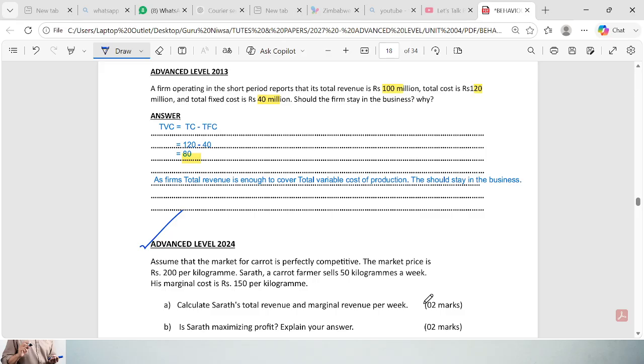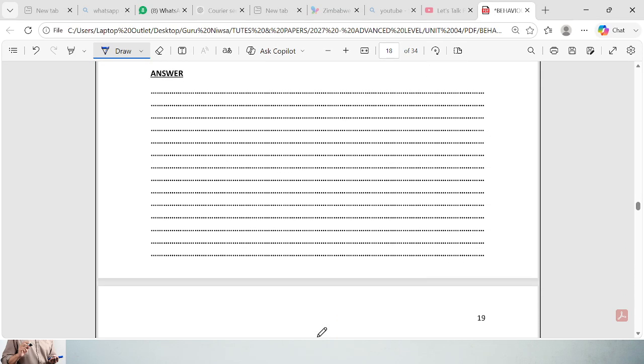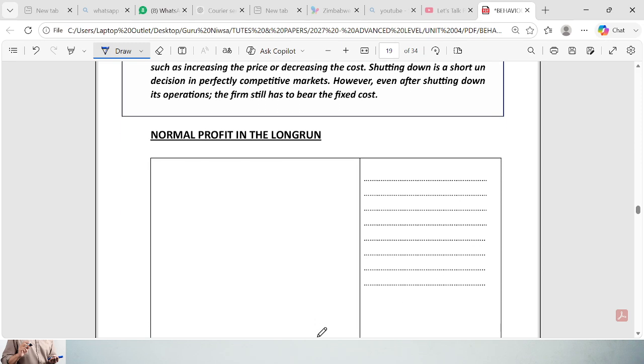Right. Next one, normal profit. Normal profit is earned in the long run. Can you remember, in the long run?